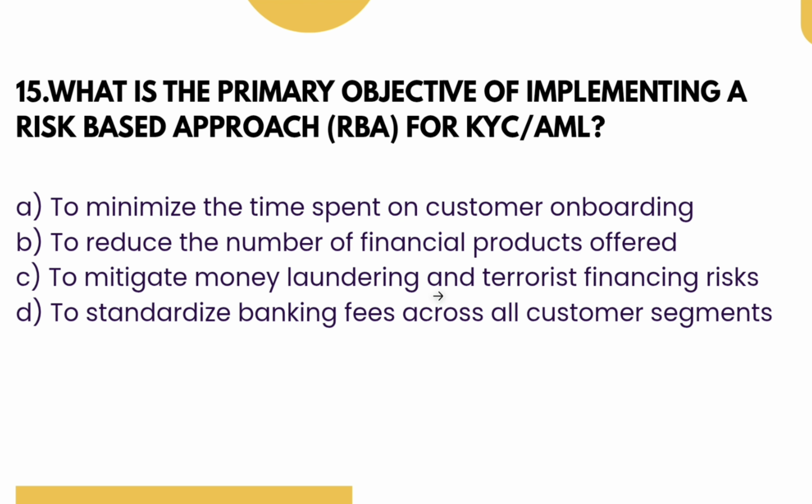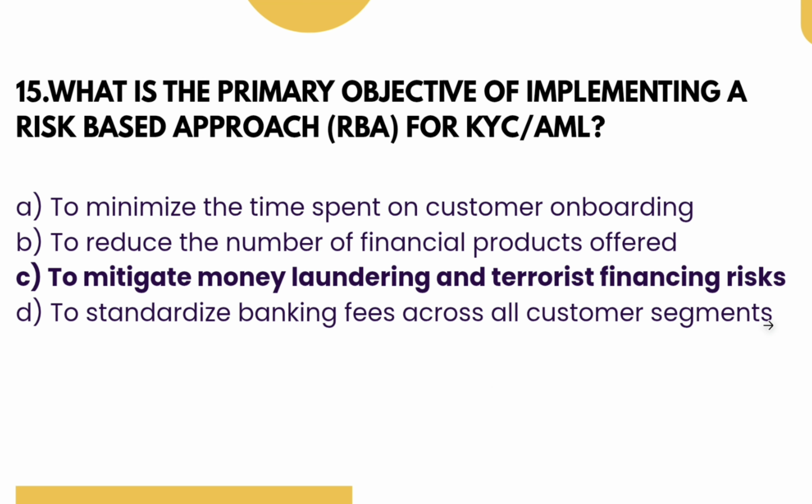The next question. What is the primary objective of implementing a risk-based approach or RBA for KYC AML? The options are A. To minimize the time spent on customer onboarding. B. To reduce the number of financial products offered. C. To mitigate money laundering and terrorist financing risks. D. To standardize banking fees across all customer segments. The answer is again C. To mitigate the money laundering and terrorist financing risks.